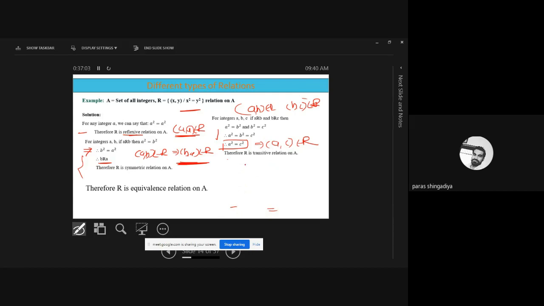Okay, we consider such a pair. Let us take (1, 1). Let's take 1 comma minus 1 as per the given example. So this is our (A, B), which satisfies A square is equal to B square. 1 square is equal to minus 1 square. That's correct. Clear? So now we'll define a (B, C) pair also.